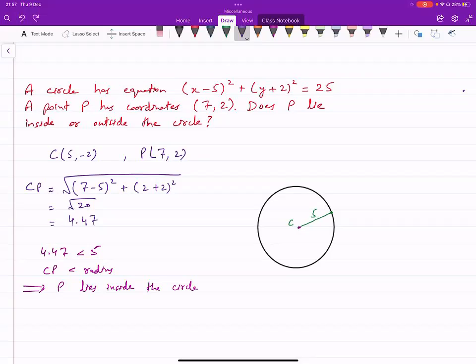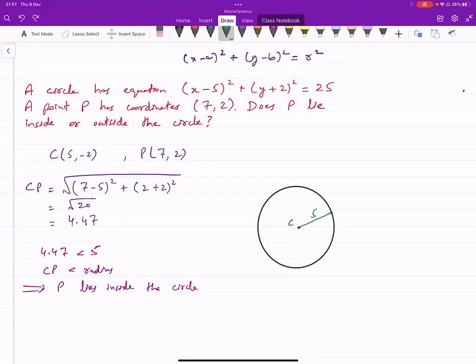What you can do from that is you can find the center coordinates. क्या होंगे अगर आप compare करो standard form के साथ? Remember the standard form? It was x minus a whole square plus y minus b whole square equals r square. If you compare with that, you get 5 and minus 2. These are the coordinates of the center. Center coordinates आ गया आपके पास.